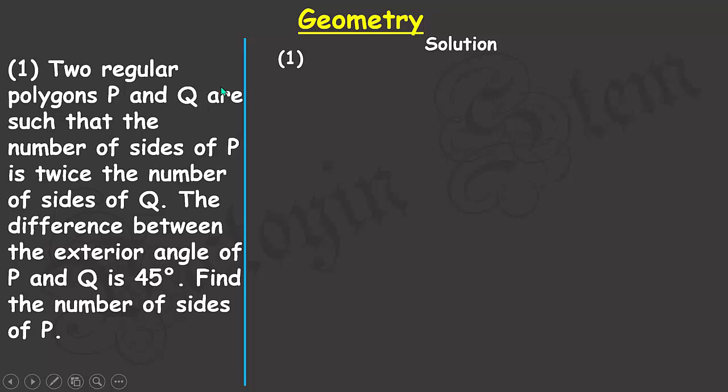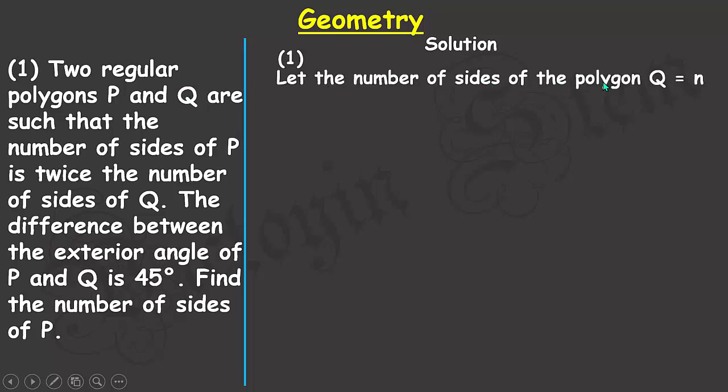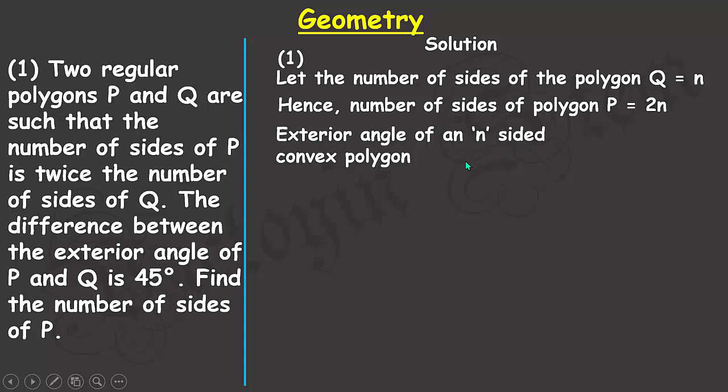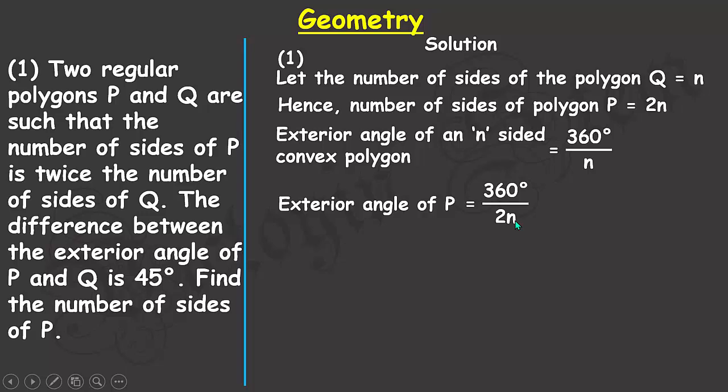Now, to solve the first part of the question, I will say let the number of sides of polygon Q be n. Since the number of sides of polygon P is twice the number of sides of Q, the number of sides of polygon P will be 2n. The formula for finding the exterior angle of an n-sided convex polygon equals 360 degrees divided by n, where n signifies the number of sides of the polygon. The exterior angle of P will be equal to 360 degrees divided by 2n, because 2n stands for the number of sides of polygon P. And the exterior angle of polygon Q equals 360 degrees divided by the number of sides of polygon Q, which is n.